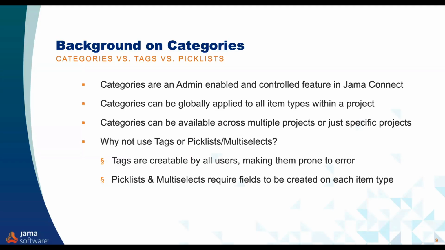Finally, I'll hit why not use tags and pick lists. Tags, again, are creatable by the user and prone to error. If you type a capital letter in the wrong spot or put the wrong vowel in the wrong place, that's going to be there in perpetuity unless you have really strong tag cleanup processes. And with pick lists and multi-selects, you have to create it for each item type. You have to maintain the pick list. And then if an item type is introduced to a project, you're going to have to re-add that pick list to it and so on and so forth. So categories is a little broader, but also just as controlled. And so you're able to kind of manage in a smoother way.